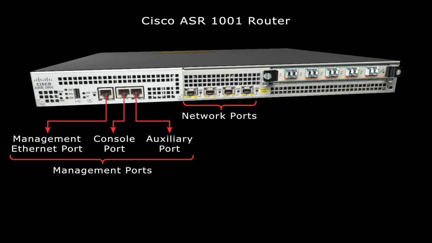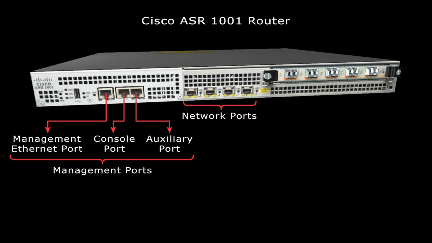In this case, we have our RJ45 console port, but a lot of newer devices come with a USB console port as well. So you can access the device for initial management purposes through the console port, the command line interface. Auxiliary port is really there so we could plug in a modem just in case.